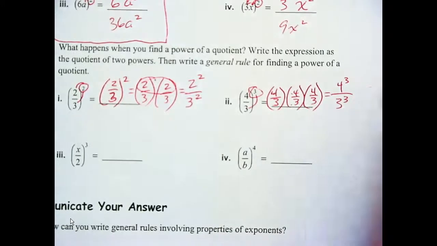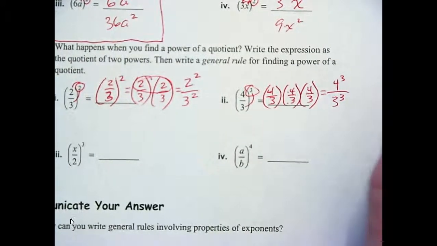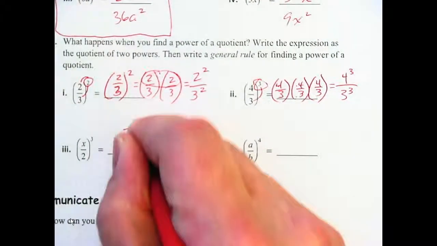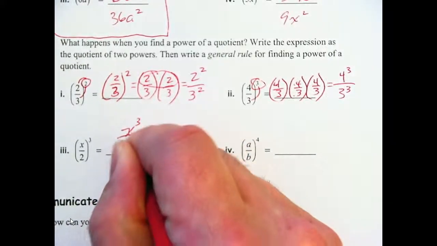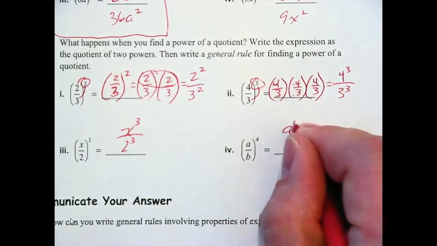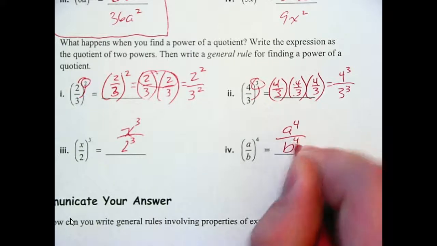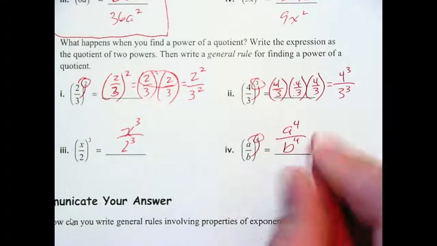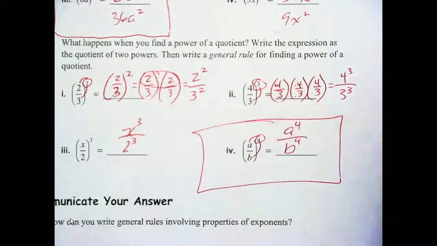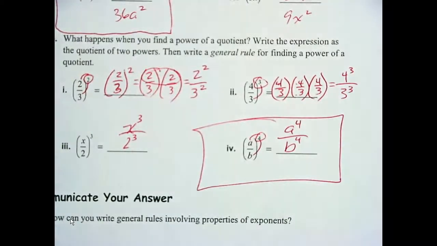Here we go. Got it? So this is x cubed and 2 cubed. And this is a to the 4th and b to the 4th. So summarize your power property there.